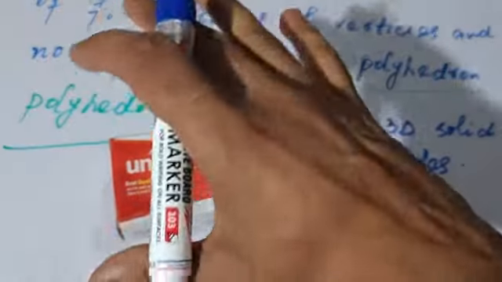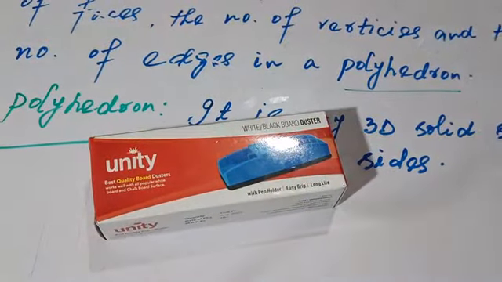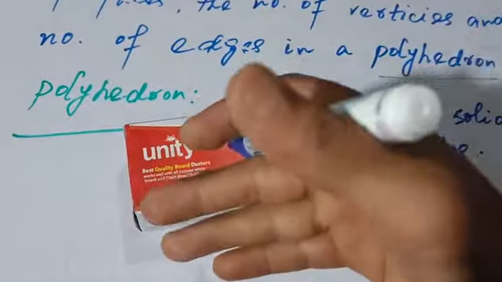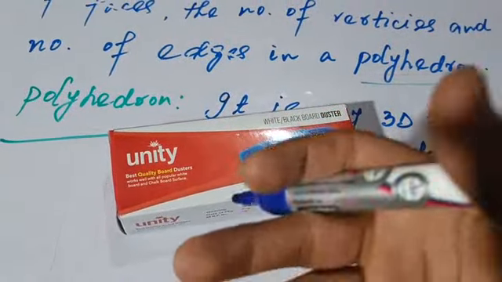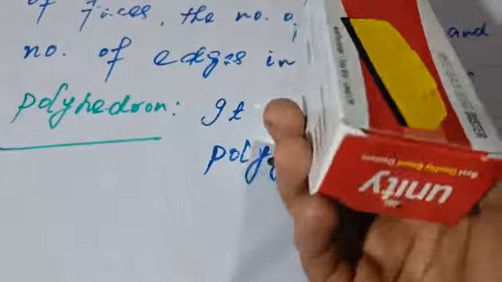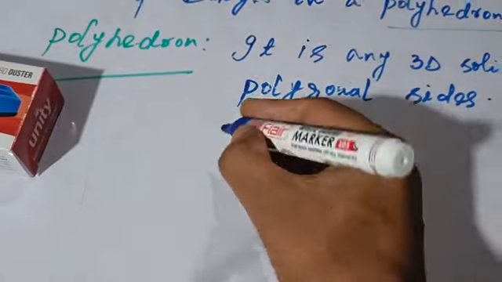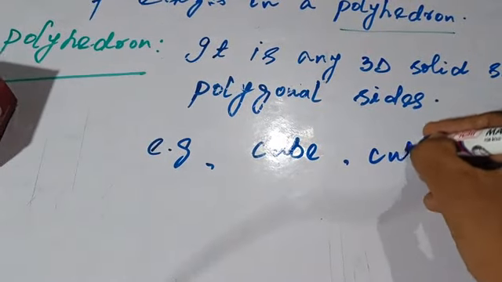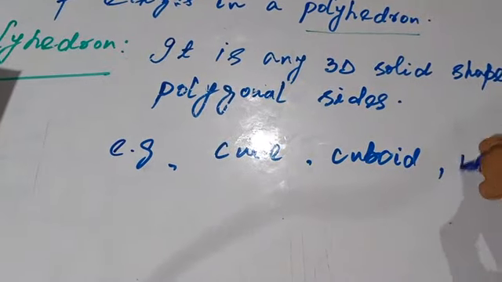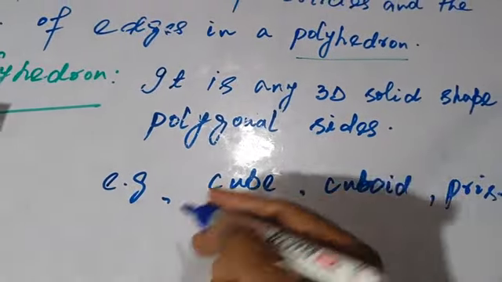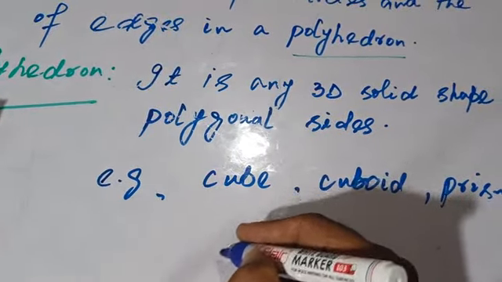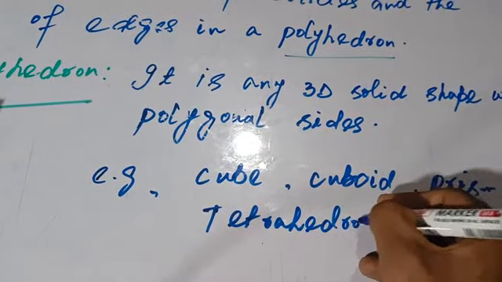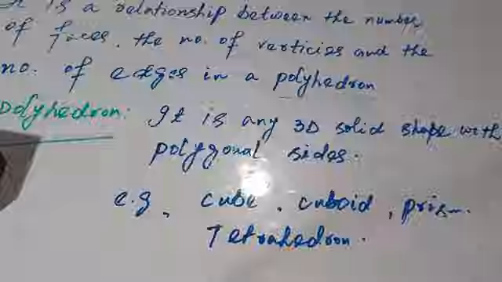Any such figure whose sides are polygons makes a polyhedron. They make some cubes, some cuboids, some triangles like that. Even in the case of your pentagon, you can say that's a polyhedron. For examples, it's a cube, a cuboid, a prism, a tetrahedron. All of these are examples of polyhedrons.